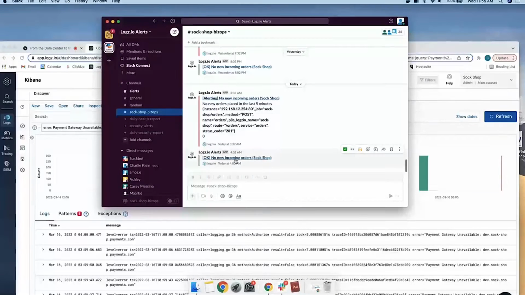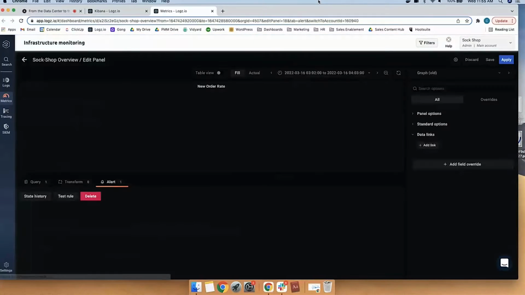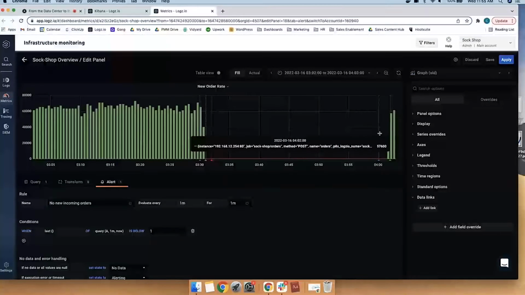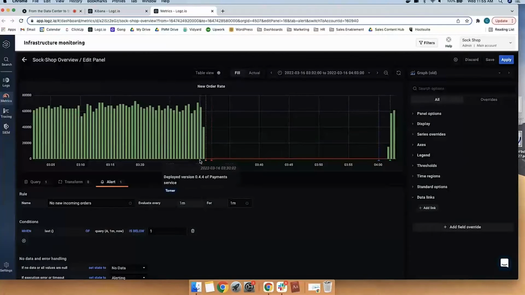It's going to bring us to Logs.io again, to that same visualization we saw earlier, so we can validate whether new orders are coming in again. And it looks like they are, which is great. So we can do some retrospect. We can look back and see our friend Tomer deployed version 0.4.4 of the payment service. Right after that, new orders plummeted to 0.